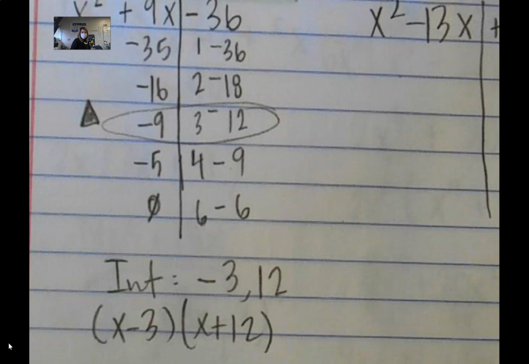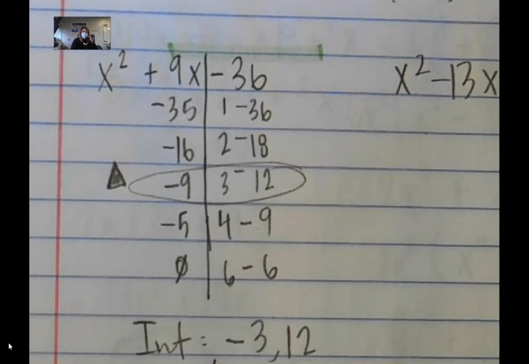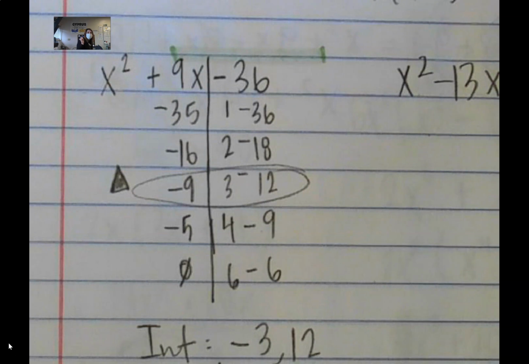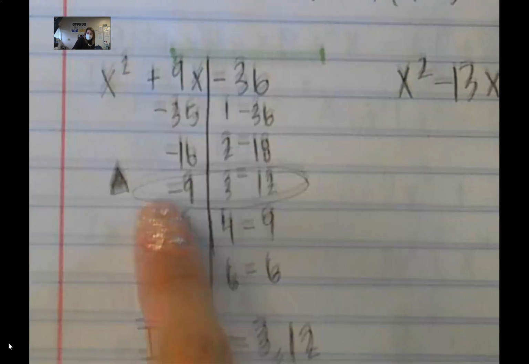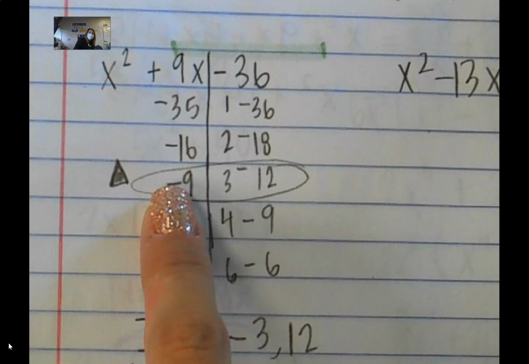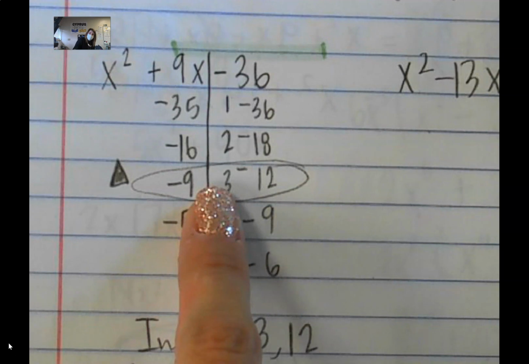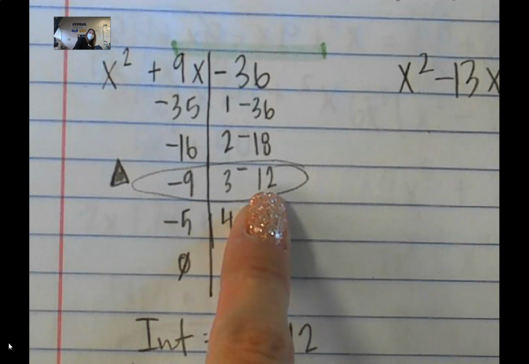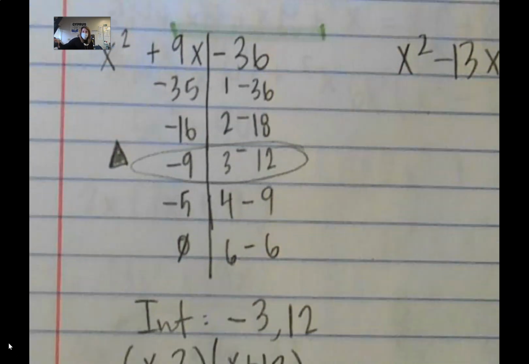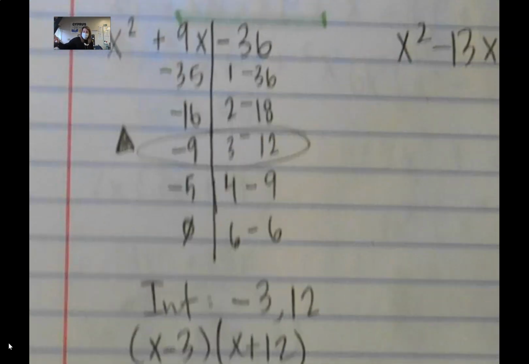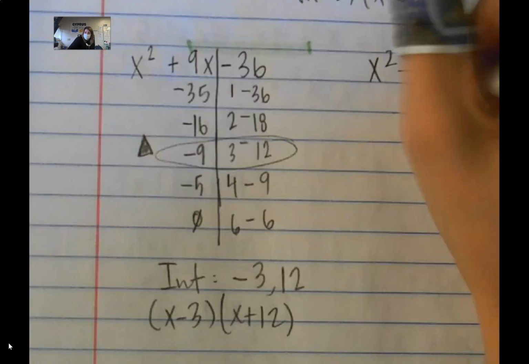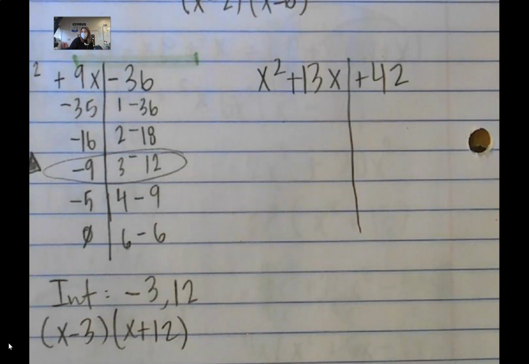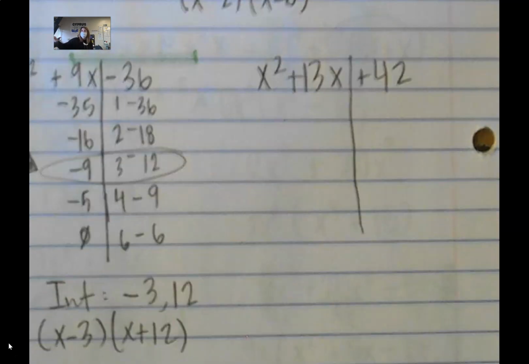Okay, on this one, it was the same thing. I needed to change my signs because I subtracted them and got a -9, not a +9, which means I need to change all of them. So if I change this to positive, this becomes negative, and this becomes positive. So I ended up getting x minus 3 times x plus 12. Okay, our last one is this one, x squared plus 13x plus 42. That'll be our last warm-up one.